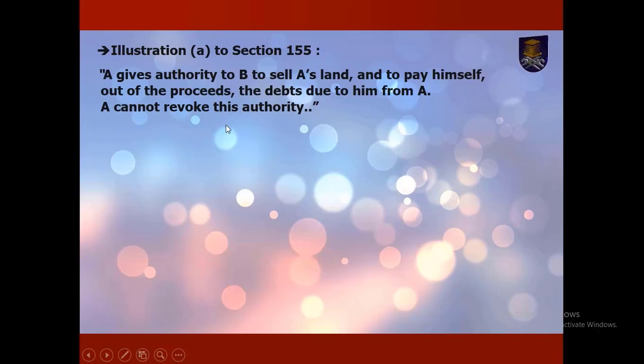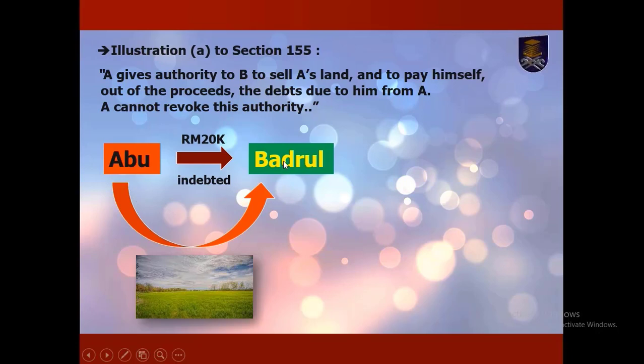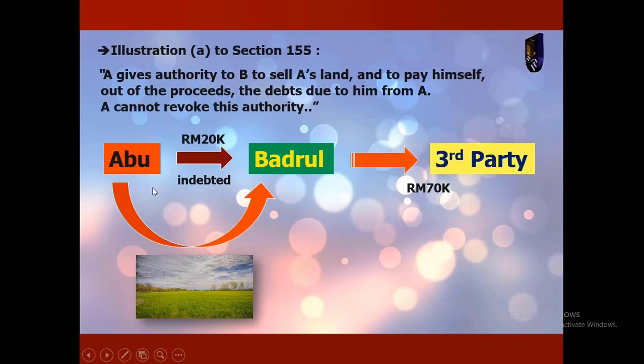Okay, I explain further in the form of illustration here. Let's say we have Abu who was indebted, berhutang dengan Badrul for 20,000. So in order to pay this debt to Badrul, Abu appoints Badrul, gives authority to Badrul, saying that Badrul, please sell on behalf of me my land. So maknanya kat sini Abu ada tanah dan dia lantik Badrul to sell the land on behalf of him. So in this situation, it means Badrul is the agent and Abu is the principal.